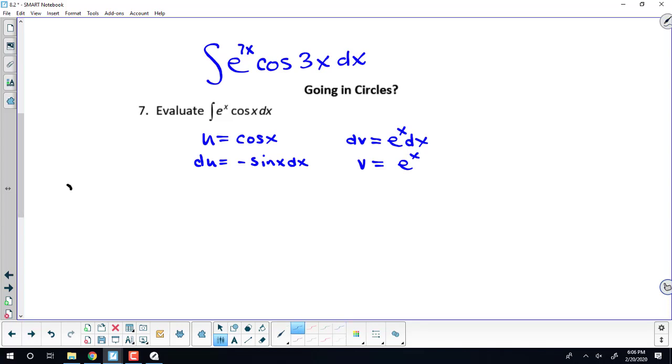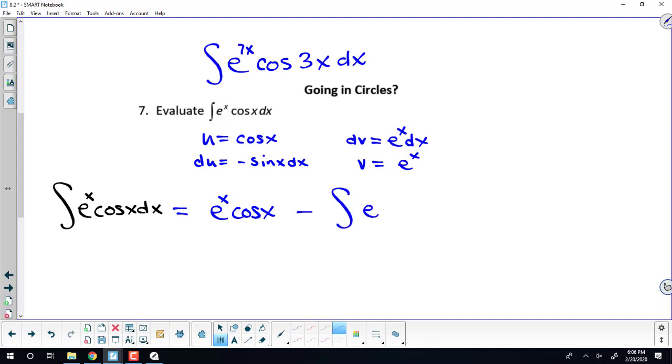So let's write out the integral of e to the x cosine x dx is u times v minus the integral of v du.